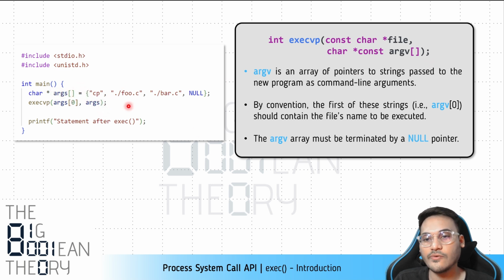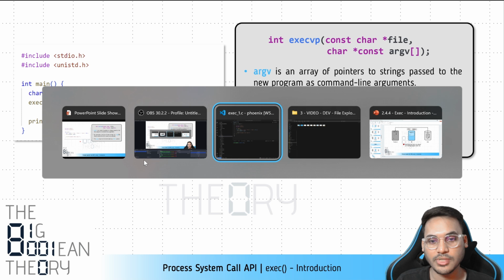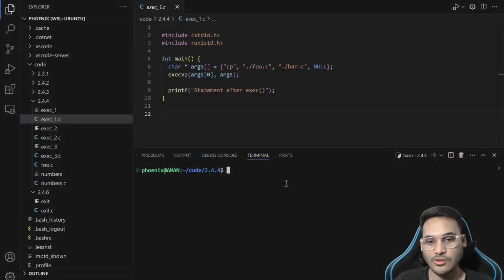So this is the piece of code, and then there is a printf statement, that is a printing statement, after exec. Would this statement be printed or not? Think about this, and we'll answer this after we see the demo. So let's go to the terminal. This is the place where we will execute this code.